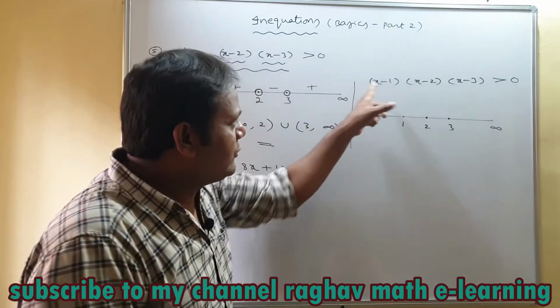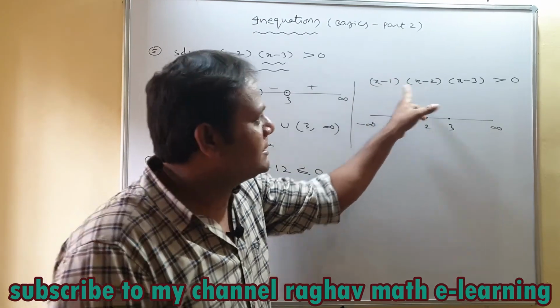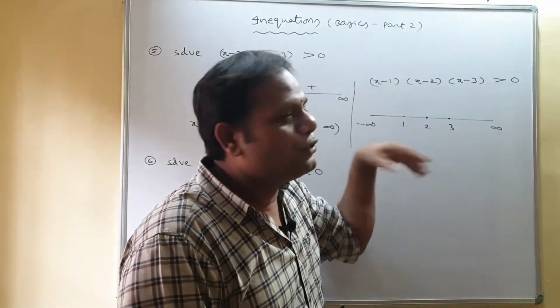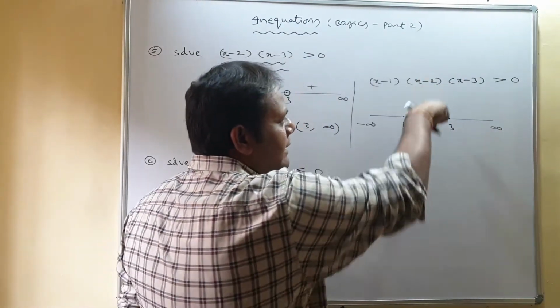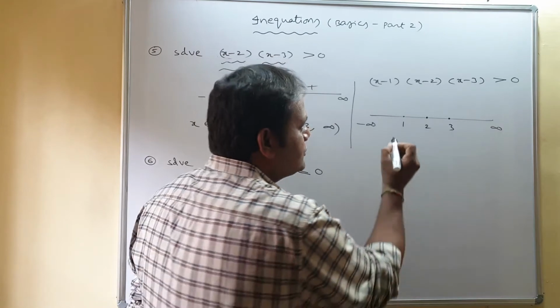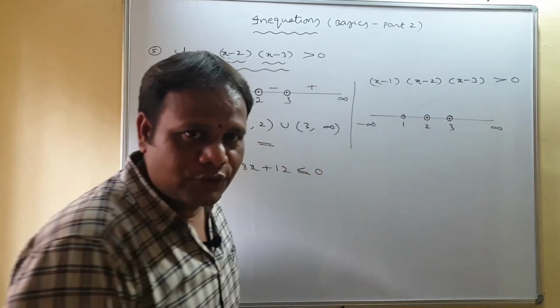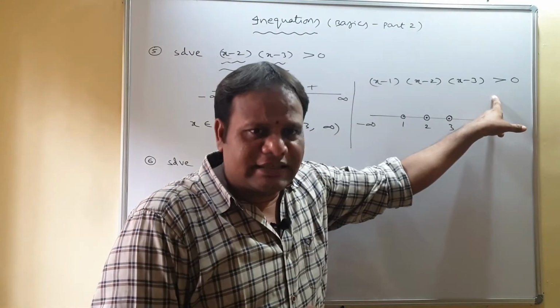Can we take 1? No. Why? Because here it is only greater than 0. If it is greater than or equal to 0, you can take 1. Can I take 2? No. Can I take 3? No. So you can't take 1, 2, 3. So blank circles. Okay.